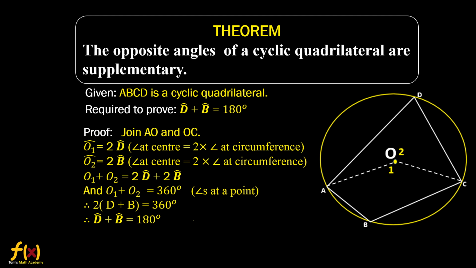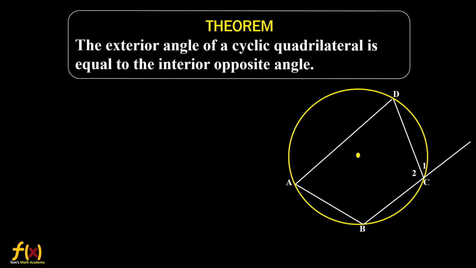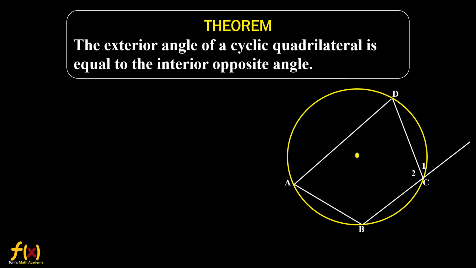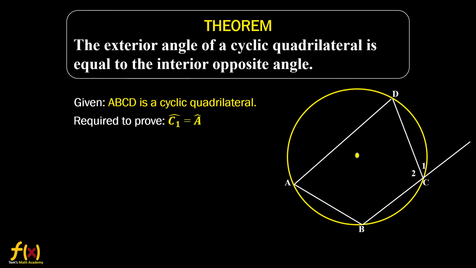Easy questions. Now we move on to another theorem. The exterior angle of a cyclic quadrilateral. Look at the exterior angle. That is outside the quadrilateral. The exterior angle is equal to the interior opposite angle. That is interior here. This is interior. Look at the opposite angle. Interior opposite angle. So meaning C1 is equal to angle A. That's what we have to prove. ABCD is a cyclic quadrilateral. Simple theorems. Prove C1 equals A.